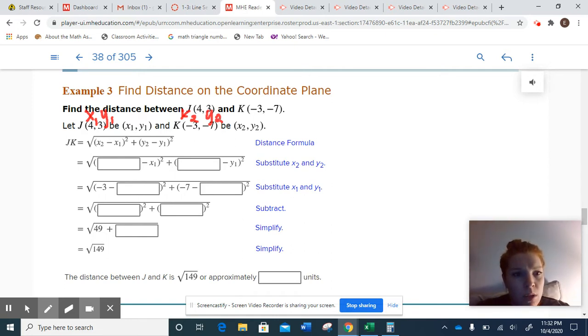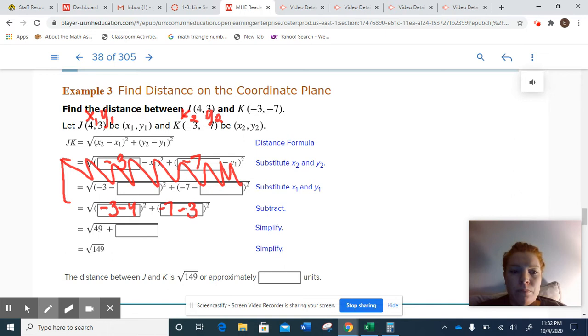So what do we got? x2 goes first. -3, y2, -7. I wouldn't do this as two steps. I would plug everything in all at once. You don't need two steps here. It's totally unnecessary. So I'm actually gonna cross that out. So I'm gonna go with -3 minus 4, -7 minus 3.